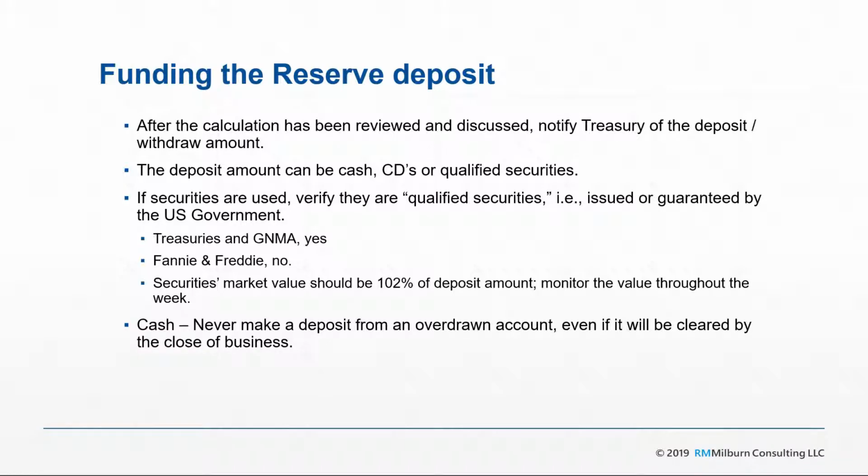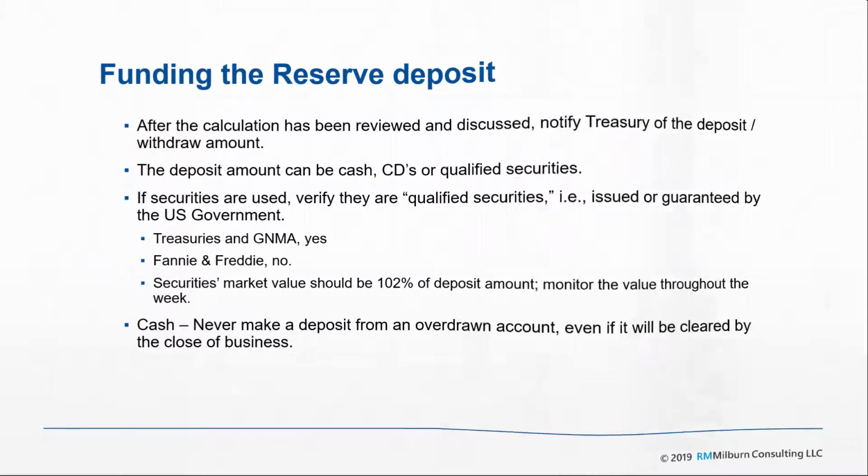Now for cash. Cash seems to be pretty simple. However, you want to make sure that you never make a deposit from an overdrawn account, even if it will be cleared by the close of business. Best way to do that is to actually wire the cash into the account. By doing that, it's proof that there was cash in the sending account to make the deposit.